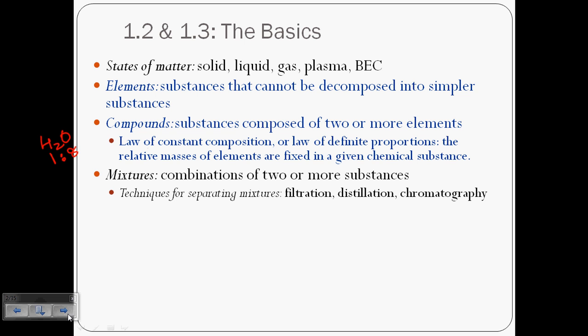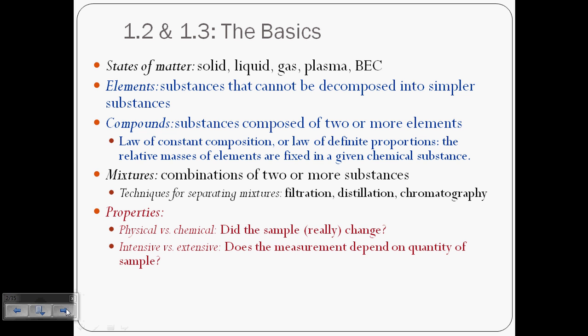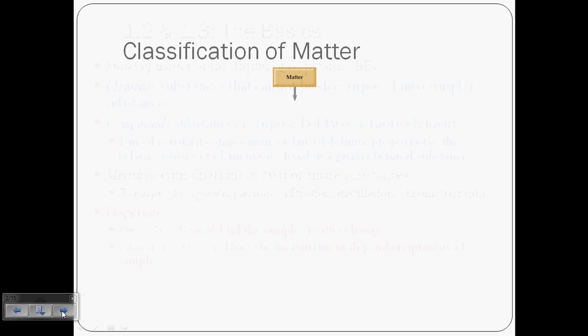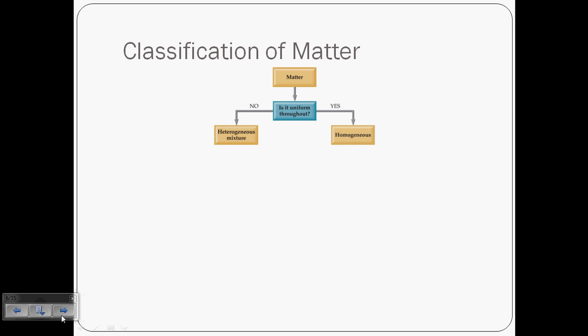Now we're going to be looking a little later in the podcast at the separation techniques for mixtures and the properties of matter like physical, chemical, intensive, extensive. But let's start with classification of matter. So matter, first of all, is classified based upon its uniformity. If you were to take spoon after spoon of that sample, is the matter uniform? If it is not uniform, then we call it a heterogeneous mixture, meaning its composition is not uniform throughout. If the composition is uniform throughout, then we call such a mixture a homogeneous mixture.